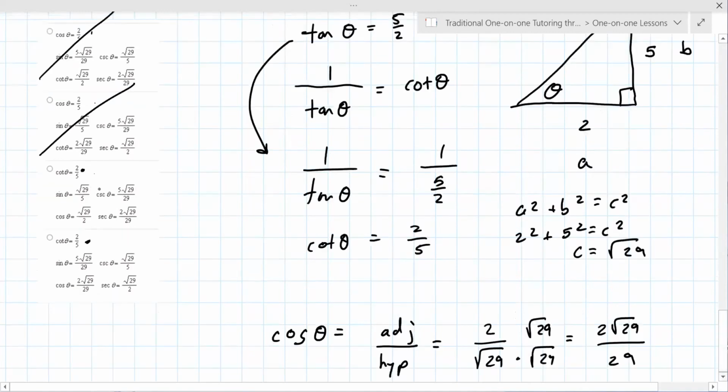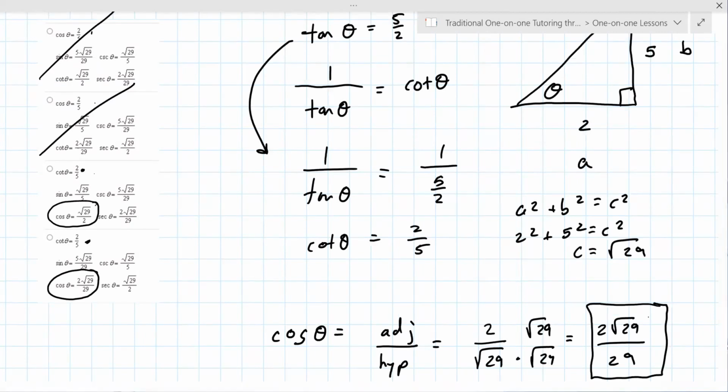Now cosine, let's look for cosine in each of these. There's cosine in the third option. There's cosine in the fourth option. Which of those matches this one here? The bottom one. Yes.